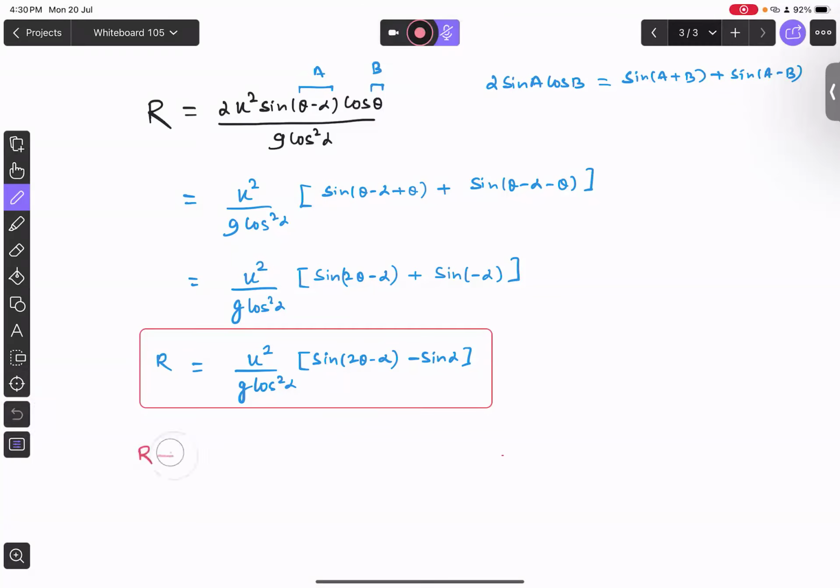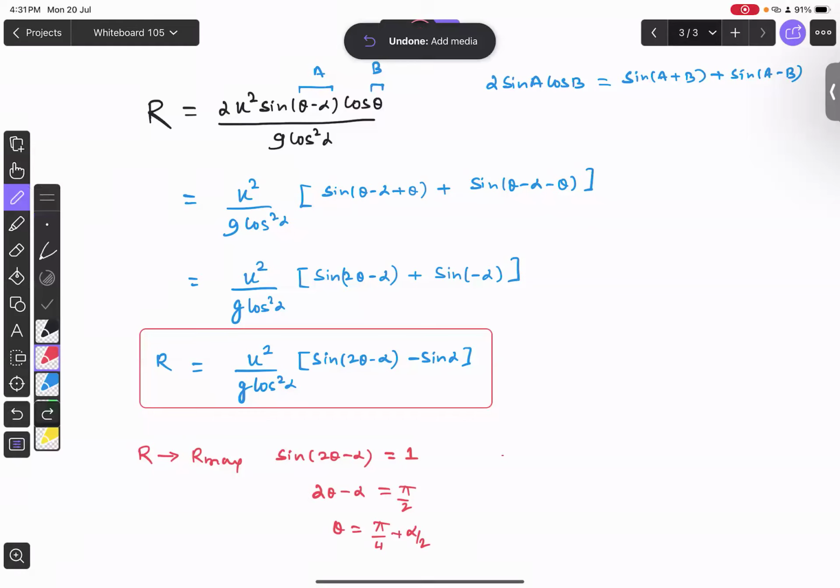So for R to be R max, sin(2 theta minus alpha) must become maximum, and the maximum it can become is 1. For that, 2 theta minus alpha must be equal to 90 degrees, so theta equals pi by 4 plus alpha by 2. For this angle theta, what is the maximum range we get? I will write it down. R max is going to be equal to u square by g cos square alpha into (1 minus sin alpha).